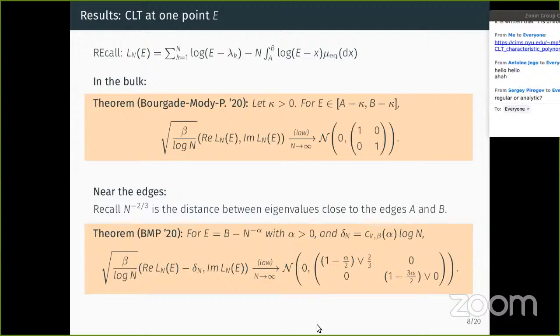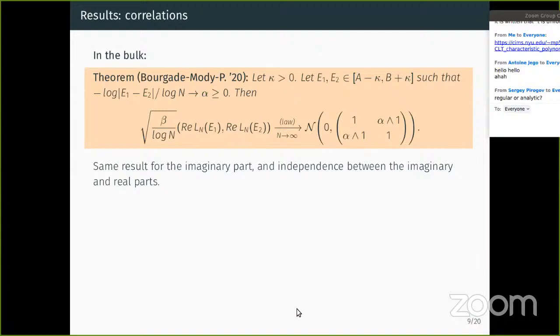Okay, so that's it for the CLT at one point, and then you can take 2 points. We can take as many points as we want, but let's take 2 points. If the distance between your 2 points is going to 0 as n to the negative alpha, so log of your distance divided by log n converges to some alpha, then the correlation will be alpha, up to some saturation, of course. If alpha is larger than one, then the logarithm of the characteristic polynomial at E1 and at E2 are just fully correlated. So we see the logarithmic correlation. The correlation alpha is given by the log of the distance between the points, with a saturation effect at scale 1 over n.